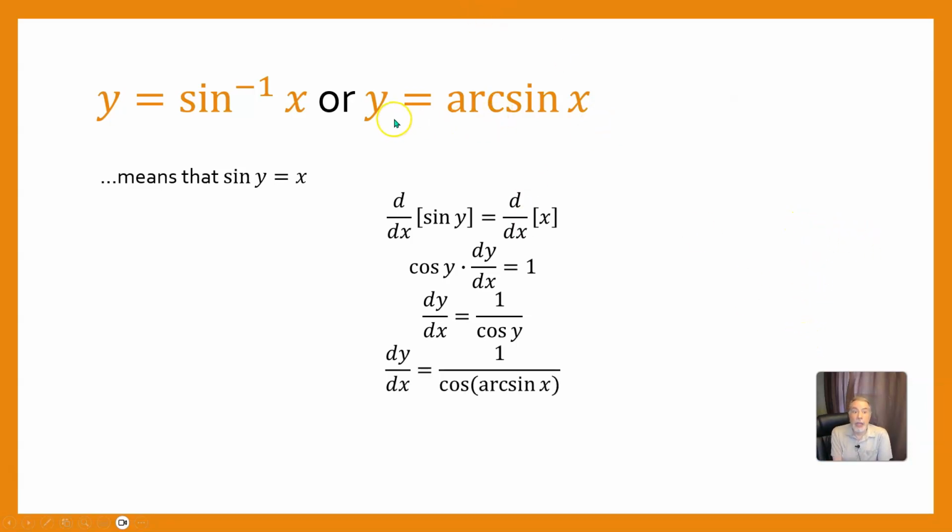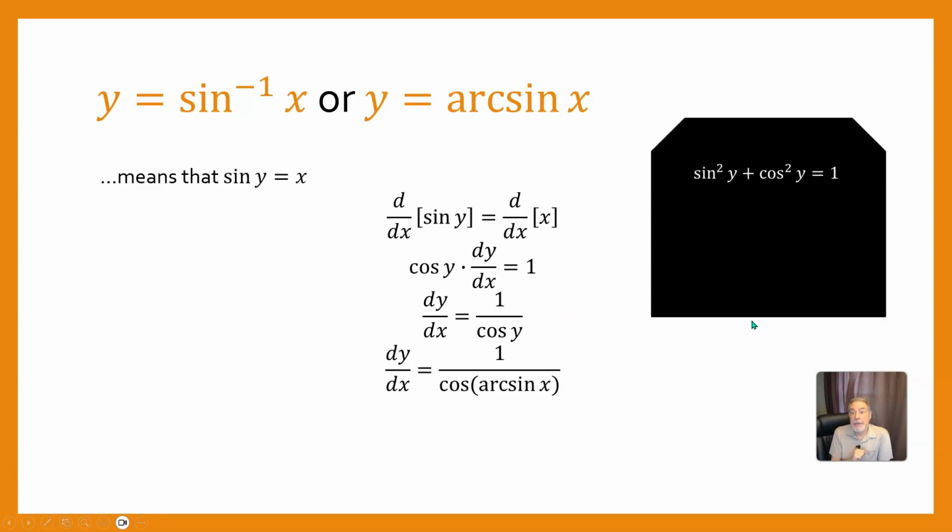Well, we could just say, okay, y stands for the arcsine of x, so this would make it 1 over the cosine of the arcsine of x. But I don't really want to leave it like that. That's kind of messy. We can do better than that. So remember the famous trigonometric identity that says that for any number, the sine of that number squared plus the cosine of that same number squared is always equal to 1. That's one of the so-called Pythagorean trigonometric identities.